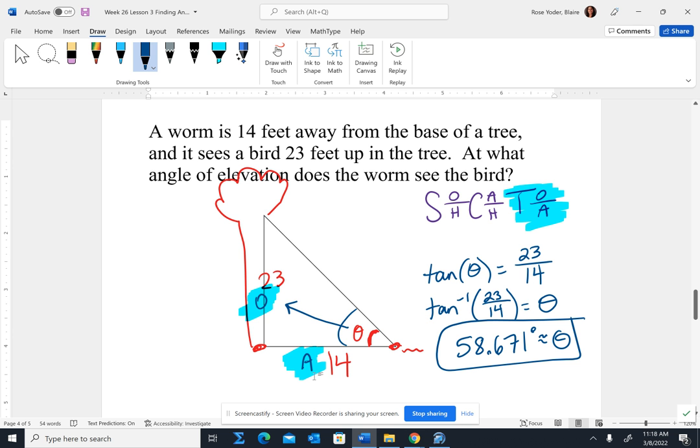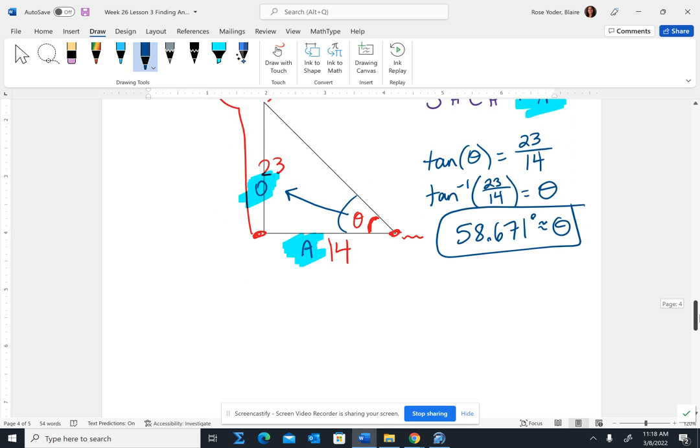Does that sound reasonable? Well, 23 is bigger than 14. If it was a 45, 45, 90, it would be isosceles, 14, 14 or 23, 23. So since 23 is the bigger side, it goes across from the bigger angle. So it does make sense because the angle should be bigger than 45 degrees.